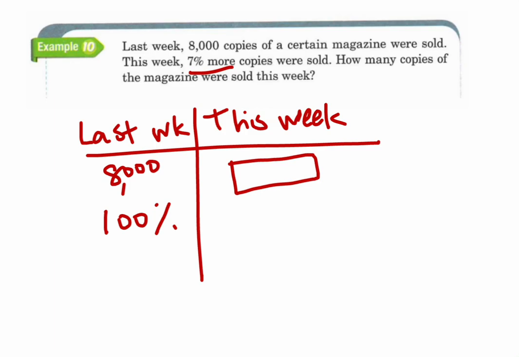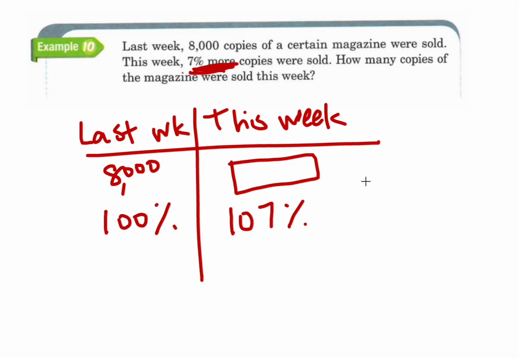Notice how I wrote 107% and I didn't write just 7%. Because if we wrote 7%, then we're only figuring out what 7% is out of that 8,000. But they said that this week they sold 7% more compared to last week. So we have to add it to the 100%. Because if we just found 7%, it would be way less than last week's copies. But in fact, it was 7% more. So just be aware of that.